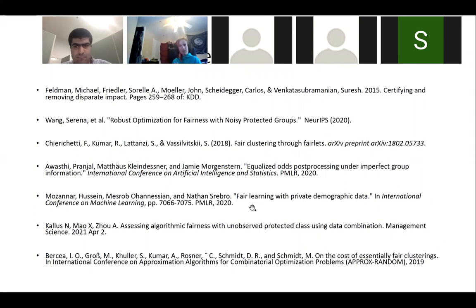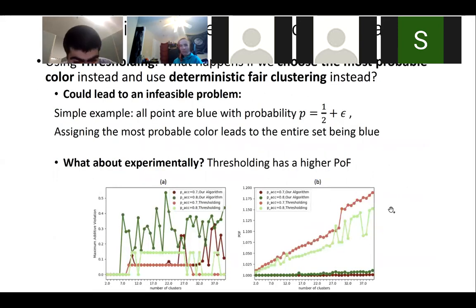Okay, David. I noticed that the deterministic method, where you assign every point its most probable color, did look like it did better in terms of additive violation than your algorithm. Did I read that right? Yeah, I think you read that right, actually.